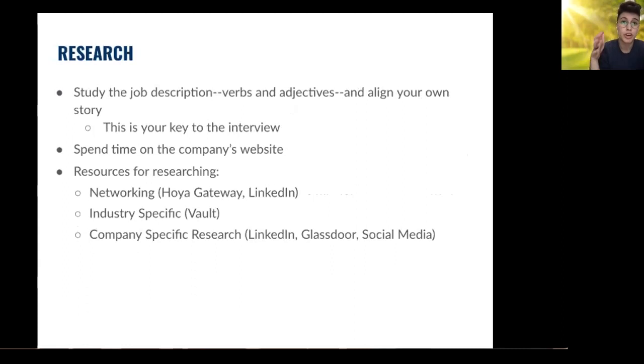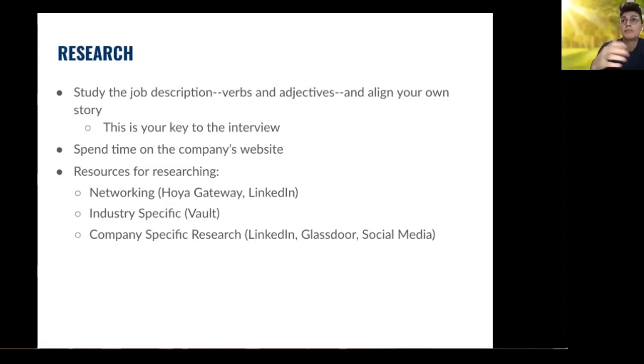So in preparation for a good interview, you want to study the job description. This is like your key to the interview, if the job description has quite a bit of content. So what are the verbs? What are the adjectives? What's the language that's often repeated in that job description? Because that language is what we want to focus on and use to tell our story. That's our key. That's ultimately what they're looking for.